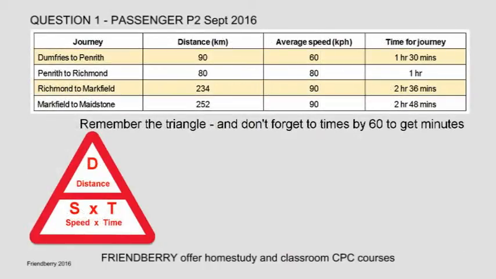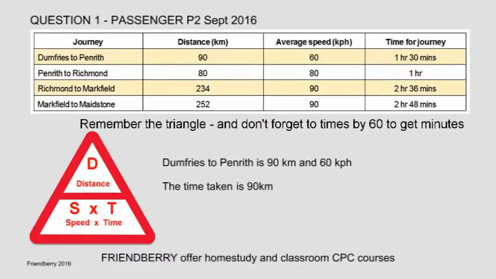Calculate the times for the various sections of the journey. Remember the triangle and don't forget to times by 60 to get minutes. As an example, Dumfries to Penrith is 90 kilometres at 60 kilometres per hour. The time taken is 90 kilometres divided by 60 kilometres per hour, which gives you 1 hour 30 minutes.